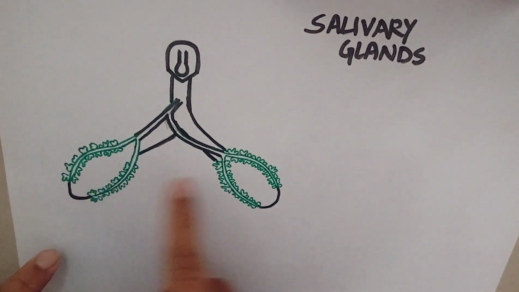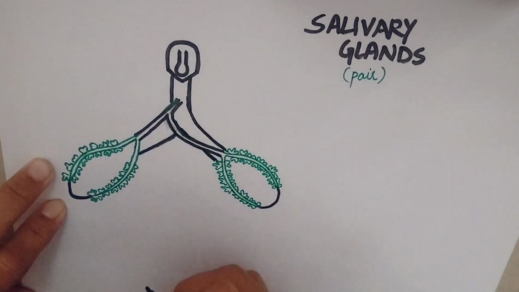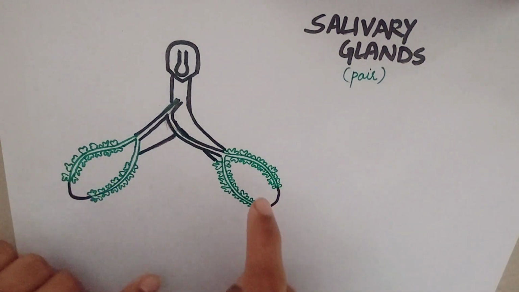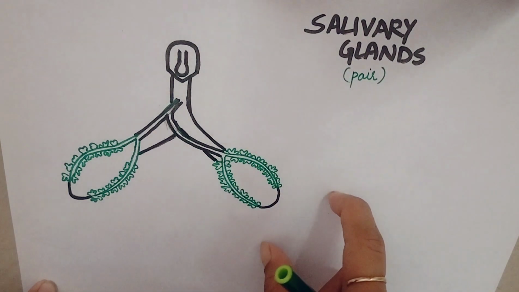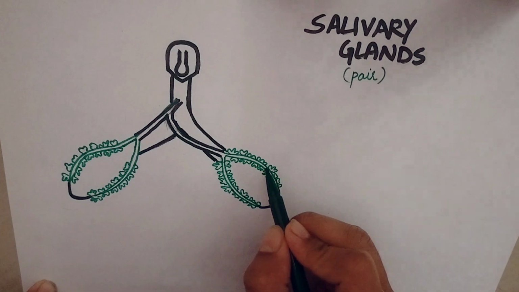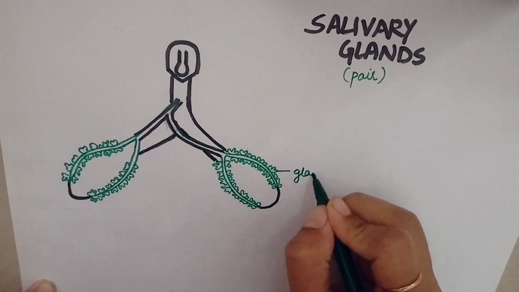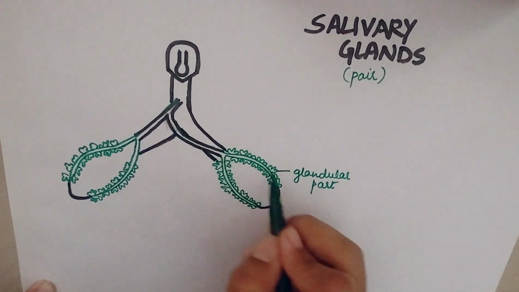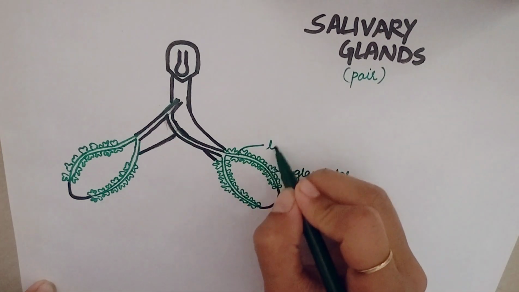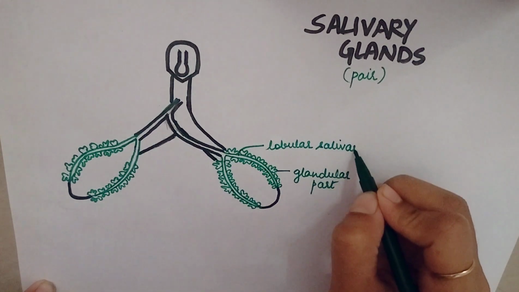A cockroach has a pair of salivary glands. Each salivary gland consists of lobules which have glands. These are the glands, the glandular part, and these two are the lobular salivary ducts.